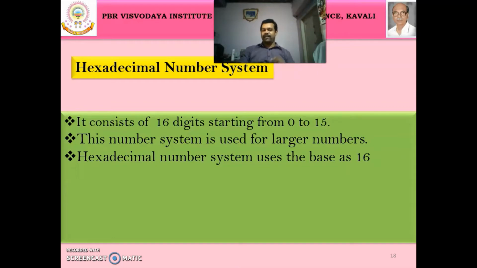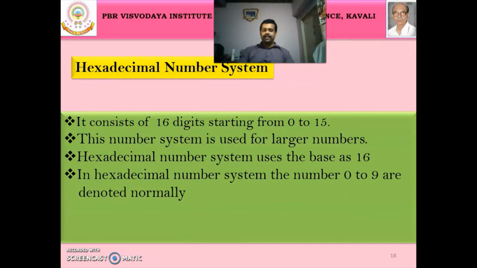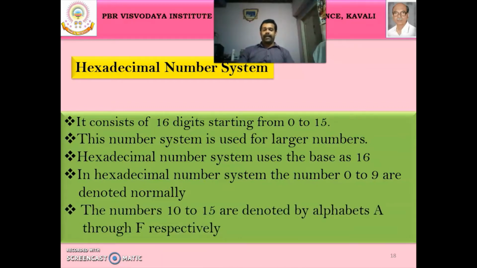For the decimal number system, we use the base 10. For the binary number system, we use the base 2. For the octal number system, we use the base 8. And in the hexadecimal number system, we use the base 16. In the hexadecimal number system, the numbers 0 to 9 are denoted normally. The numbers from 10 to 15 are denoted by the alphabets A to F respectively. So from 0 to 9 we denote them as numbers, and from 10 to 15 we use the alphabets A through F.